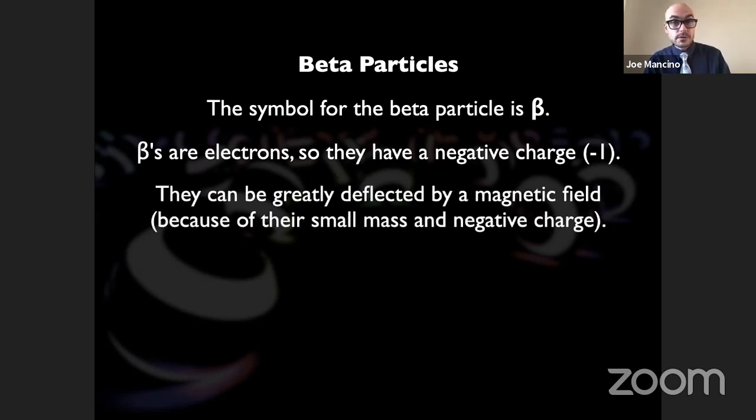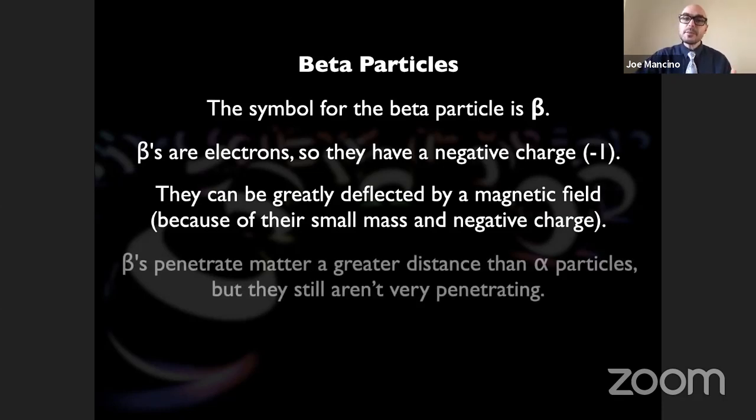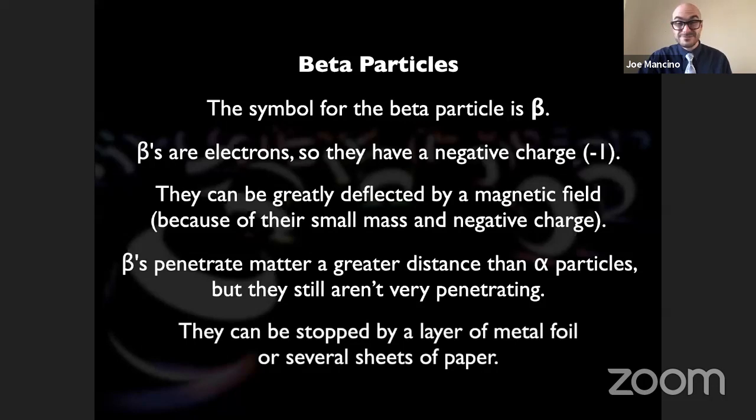Beta particles can be greatly deflected by a magnetic field because of their small mass, and they are charged particles, so they follow all the rules that you learned about when you learned about magnetic force. Beta particles penetrate matter more than alpha particles, but they're not very penetrating. Beta particles can be stopped by metal foil or several sheets of paper.